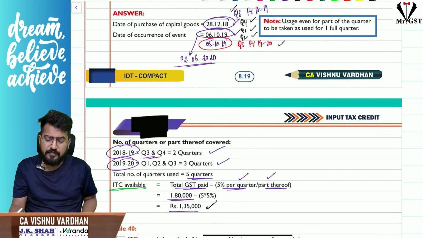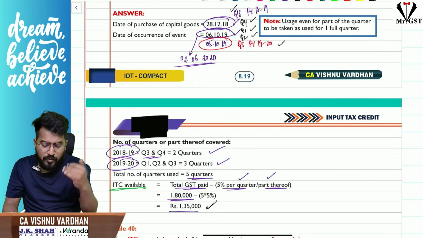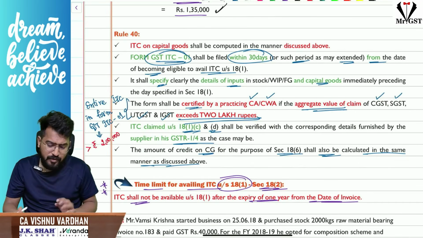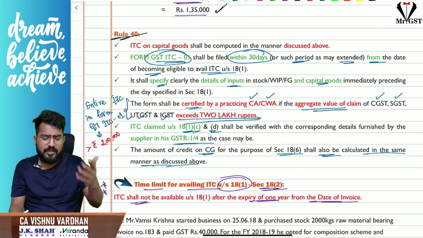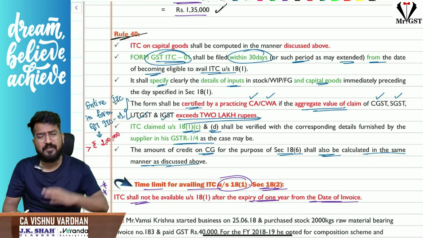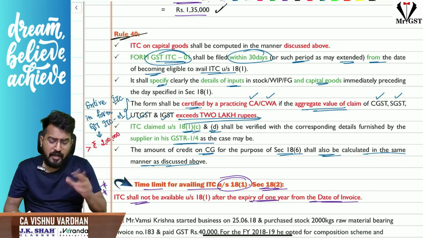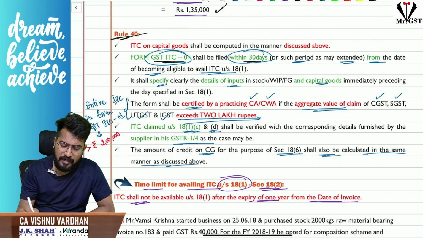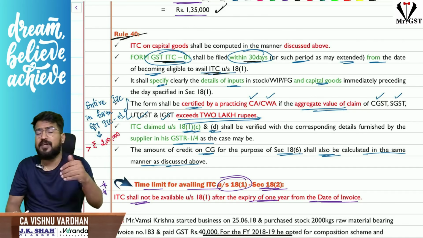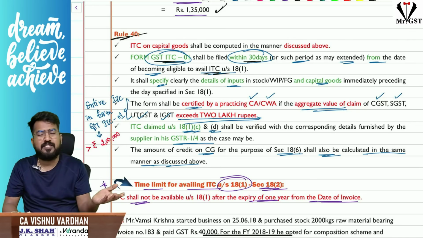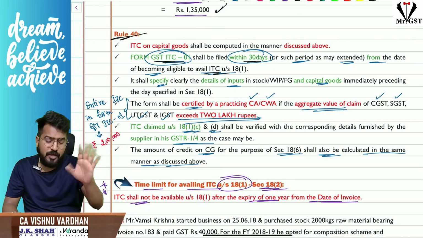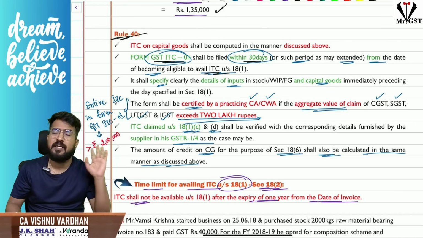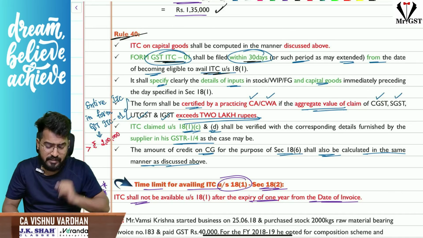Are you able to understand? Okay, so that's all. That is how you calculate. Hope it is clear for you. So for this, there is a procedure in Rule 40, whatever has been prescribed. When you are taking ITC on capital goods, we have already discussed how we will calculate that. And form GST ITC 01 should be filed within 30 days from the date of becoming eligible for ITC under 18 subsection 1, whether clause A, B, C, D, whatever it is. For taking this ITC, you should file the form GST ITC 01 within 30 days of becoming eligible for ITC under this particular section.